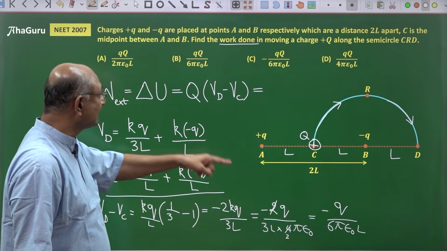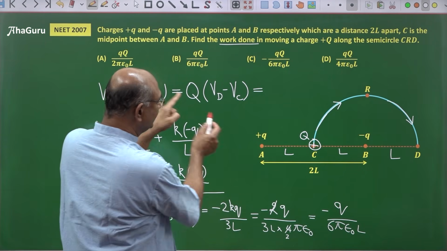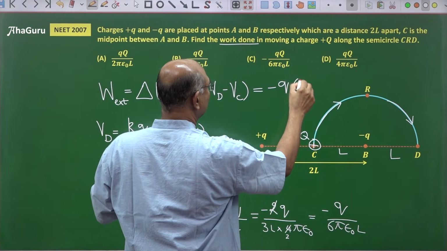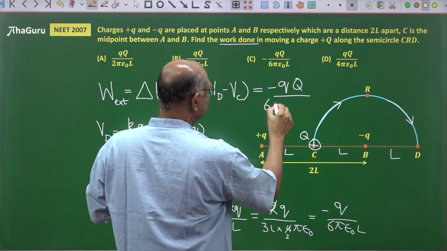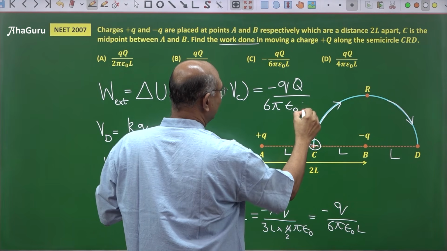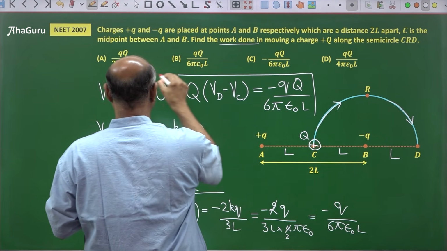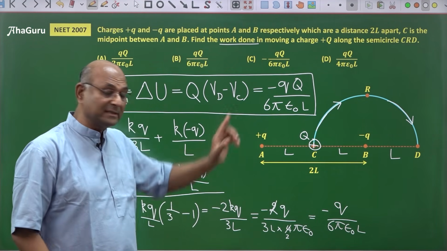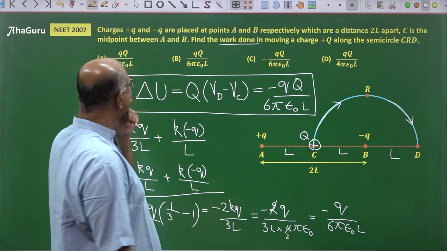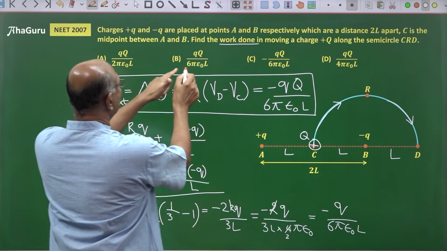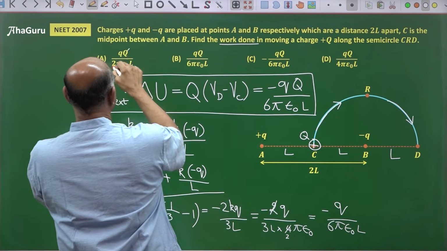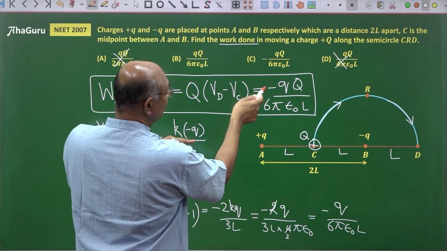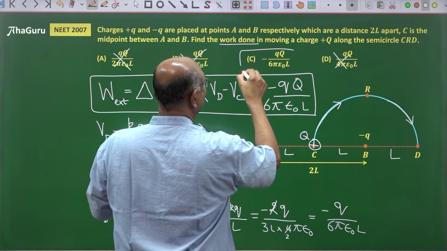Now that is not the answer. That into capital Q. So if I multiply these two, I'm going to get minus QQ by 6 pi epsilon naught L. Is the minus important? Very important. You can do negative work, you can do positive work. The minus is very important. So is there an answer that matches? 2, 6, 6, 4. So not this, 6, 6. Okay, but this has a plus, that has a minus. This has a minus. So this is wrong. This is the correct answer.